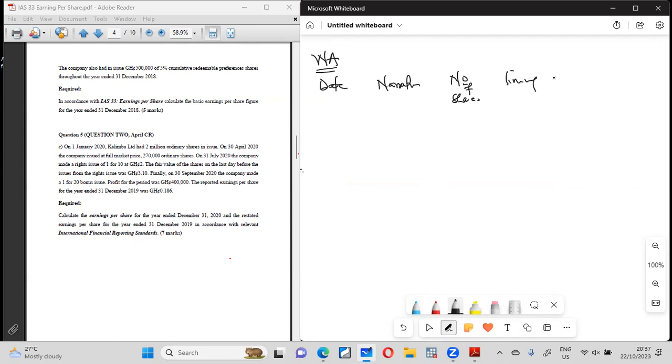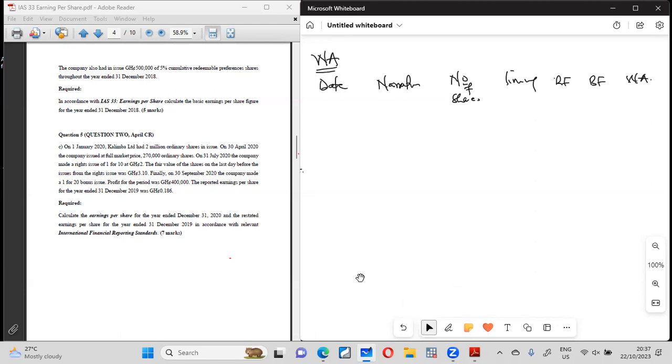Then your right fraction. Then your bonus fraction. All right. Then you get your weighted average number of shares. So that is how you set up your narration, because everything is inside one time. Okay. So now let's get the fractions done somewhere.